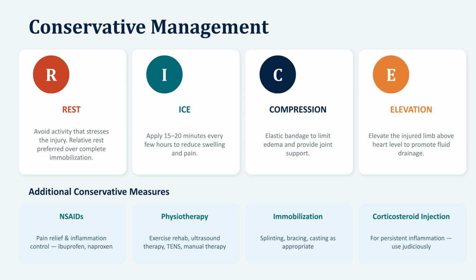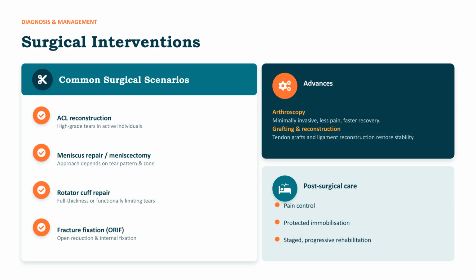immobilization with splints, braces, or casts when appropriate, and corticosteroid injections for persistent inflammation, but use them judiciously because repeated injections can weaken tissue. The key is to protect the injury while maintaining as much function as possible. Complete rest for too long leads to deconditioning. Find the balance. When conservative management fails, or the injury is severe, surgery is indicated.